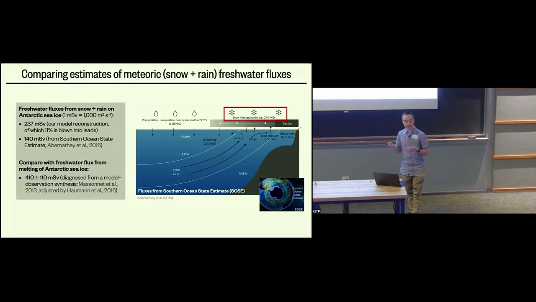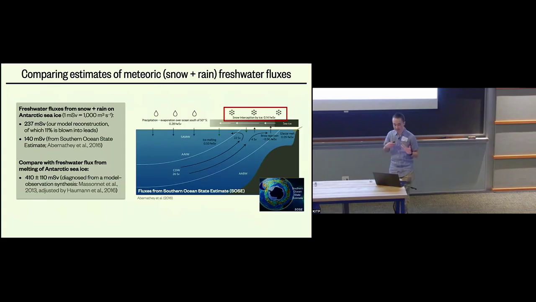Now, when I was looking for past estimates to compare with, I found only one, and it's from the data assimilating MIT GCM-based models, SOSI, the Southern Ocean State Estimate, published in the study by Abernathey et al. And this is a model product that many of us use. So I was really surprised to see that the same flux diagnosed in SOSI, which also incorporates reanalysis forcing, is almost half of our estimate at 140 millisverdrups, so about 100 millisverdrups less, which is a pretty big discrepancy.